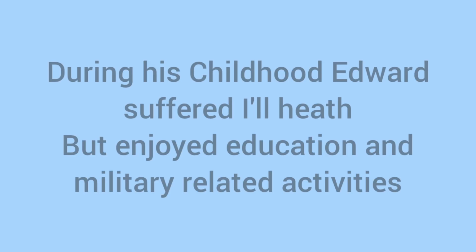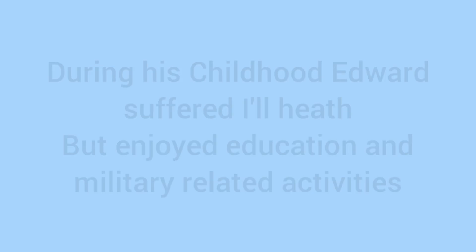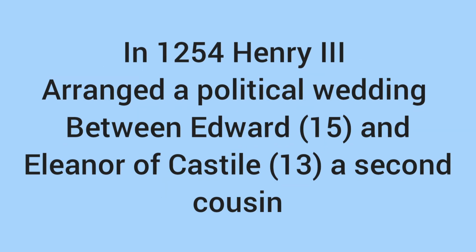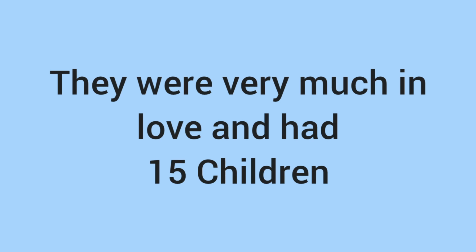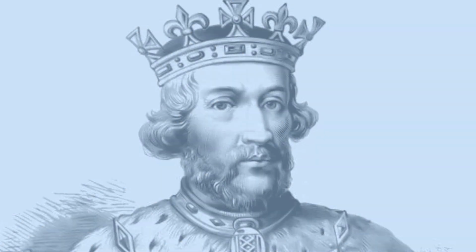So there we go. Now, during his childhood, Prince Edward, back then, suffered from ill health, but he enjoyed education and military-related training and activities. In 1254, Henry III, his father, arranged a political wedding between Edward, who was only 15, and Eleanor of Castile, who was only 13, and was a second cousin of Edward, related from King John, and the two were wed that year. They were very much in love, and during their time wedded, they had 15 children, the eldest of which was Prince Edward, who would go on to be the second Edward of England, of course Edward II, after his father passes away.